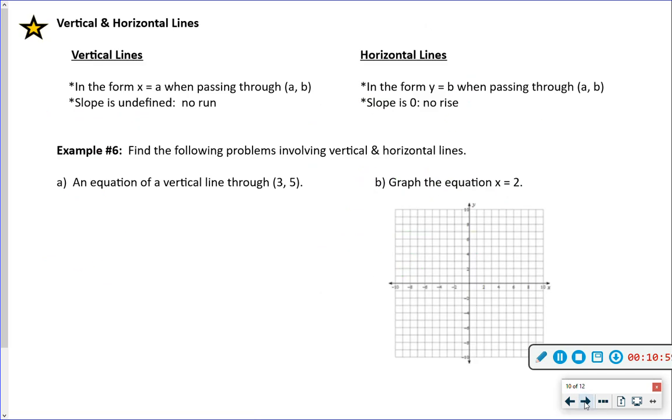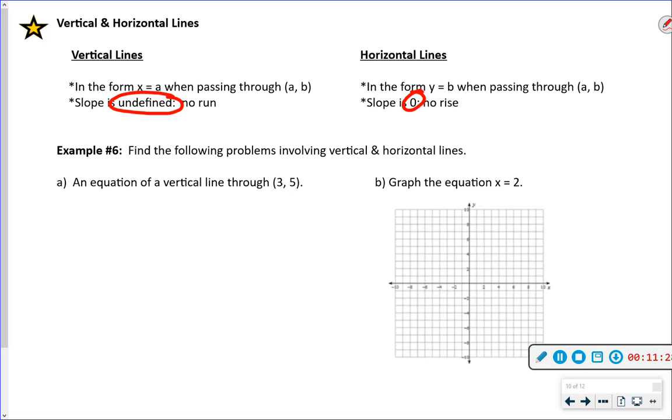Okay, vertical and horizontal lines, kind of the next thing we're going to get into. So vertical lines, of course, go up and down. Horizontal lines run left to right. Of course, the slope on a vertical is undefined. Slope on a horizontal is 0. Just one of those fun-filled things. Find the following: A, an equation of a vertical line through 3, 5.